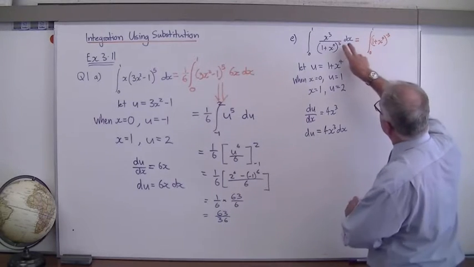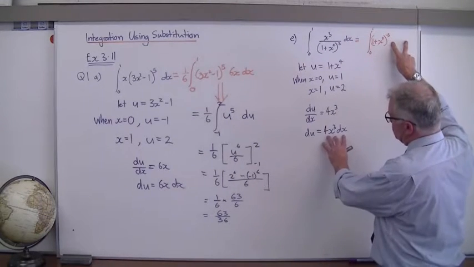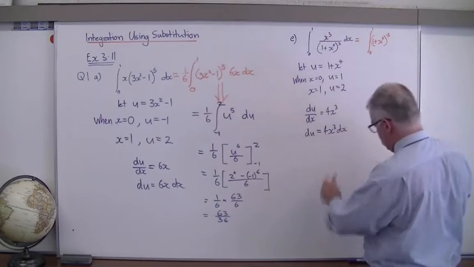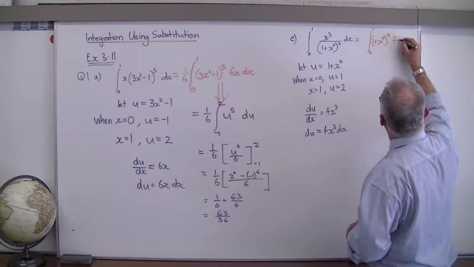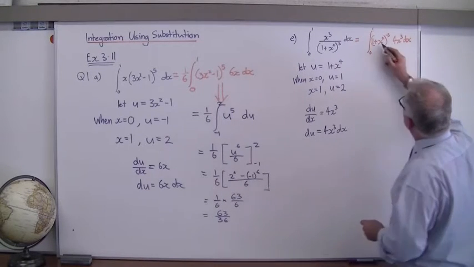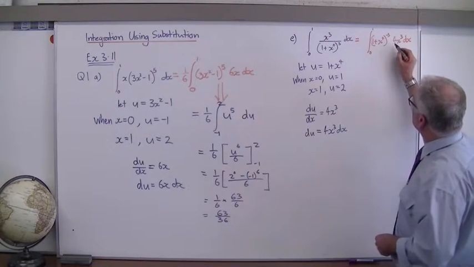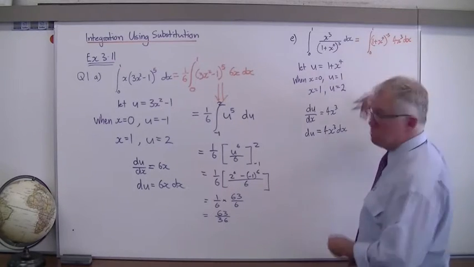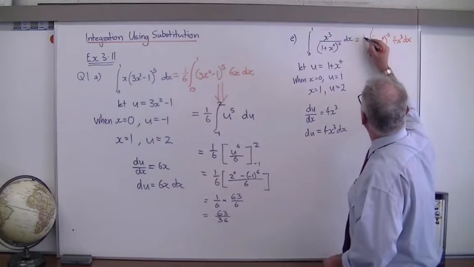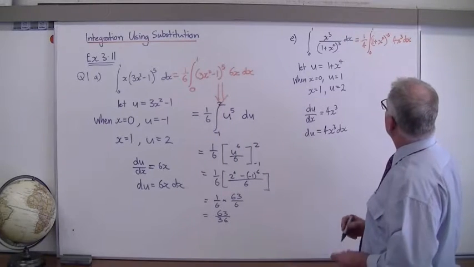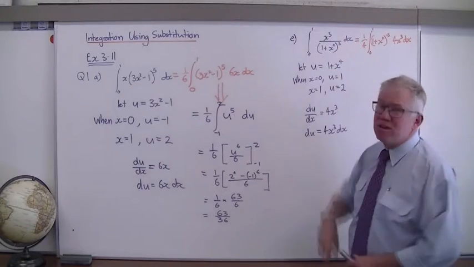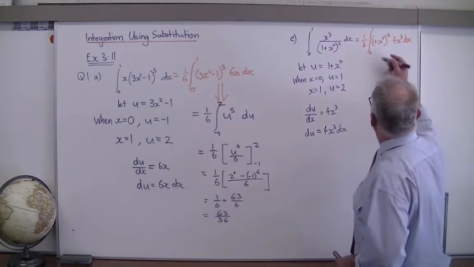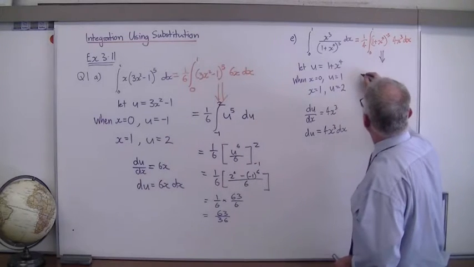Now, I'm going to put in here 4x cubed dx. It's actually x cubed dx at the moment, but I'm going to put in 4x cubed dx. Because I've made this whole thing bigger by a factor of 4, I need to counteract that 4. So I just put a 1/4 out the front. And now that's counteracted, so numerically they're the same expression.